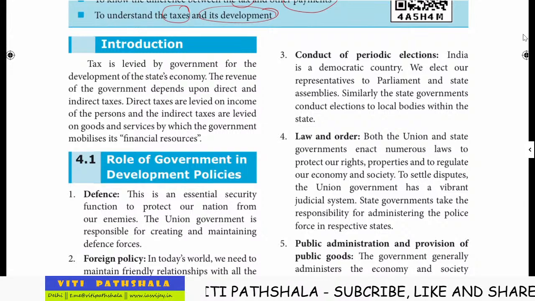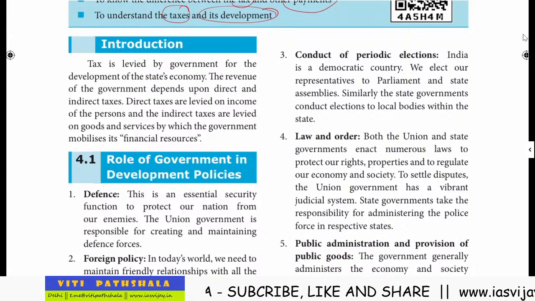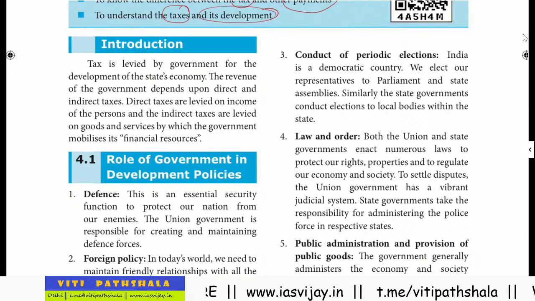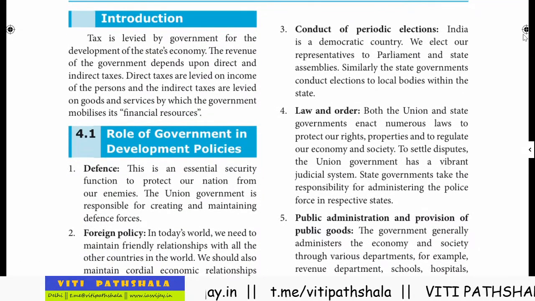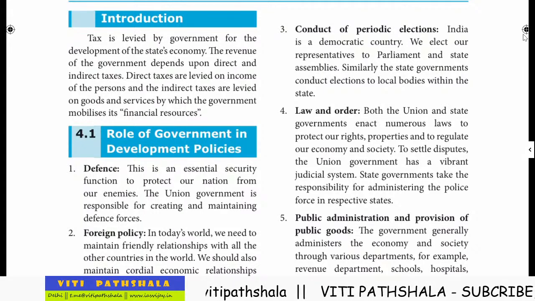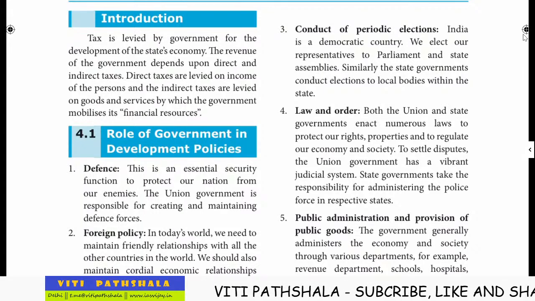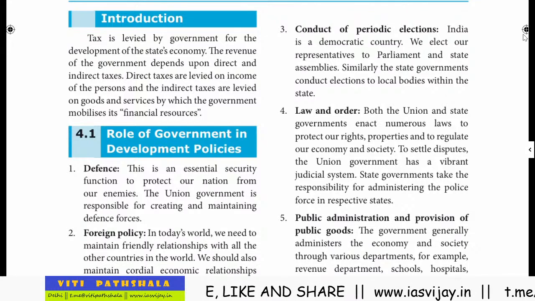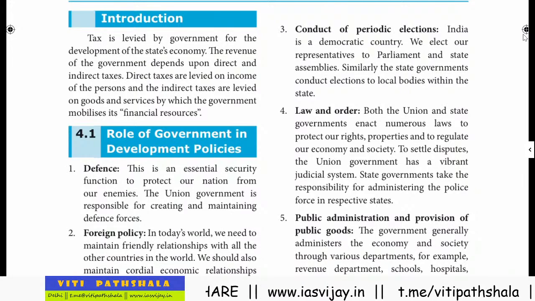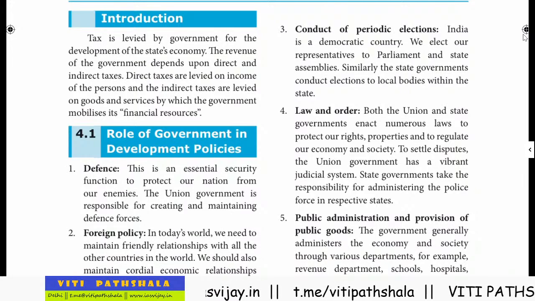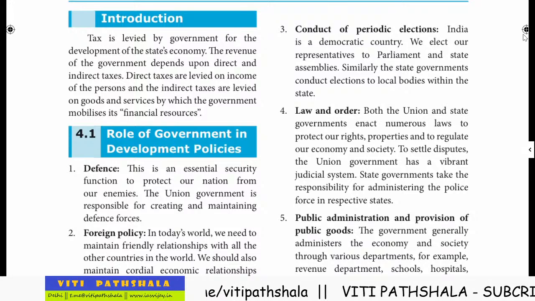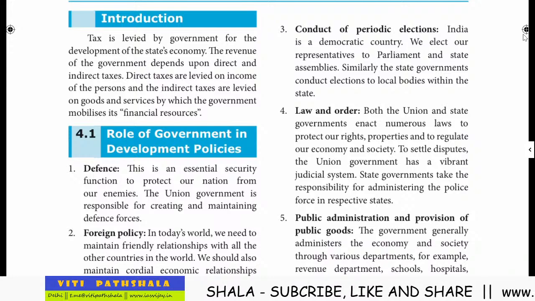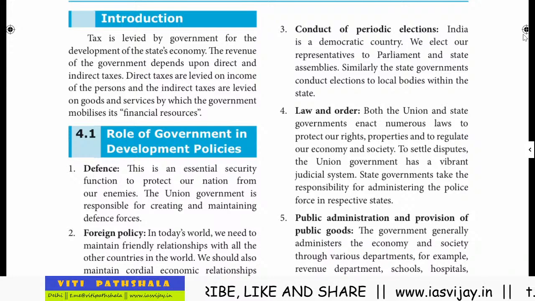Now, India is a democratic country. We elect our representatives to parliament and the state assemblies. Similarly, state governments conduct elections to the local bodies within the state. Here you have to remember that the Election Commission conducts the election of the president, vice president, Rajya Sabha, Lok Sabha, and the state assemblies, whereas the State Election Commission conducts the elections of the panchayat and the municipalities.